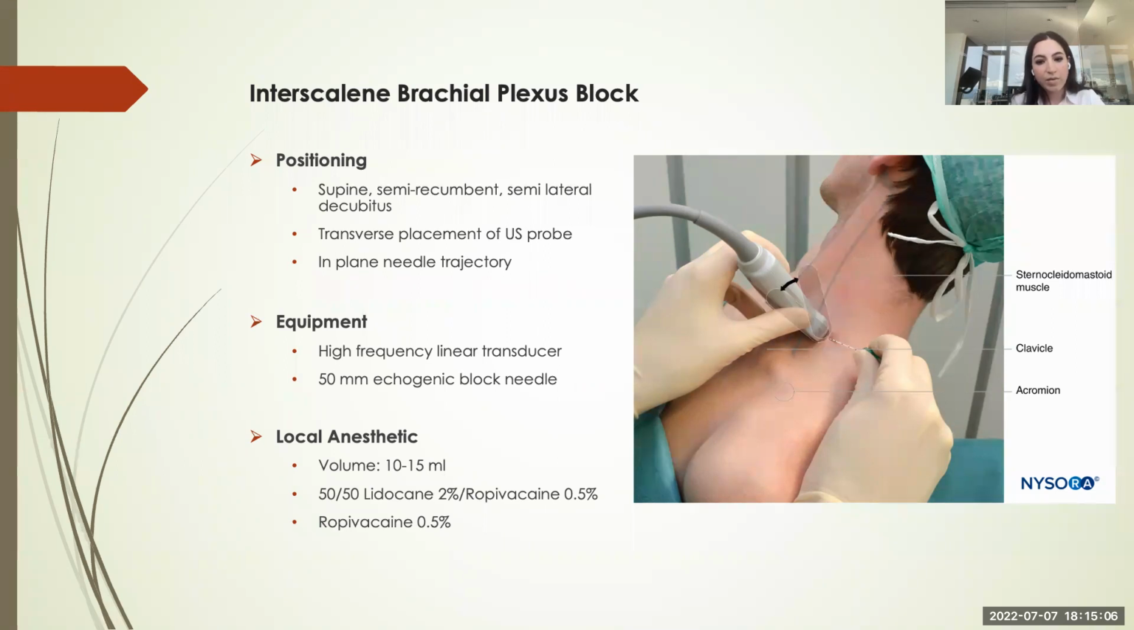The caveat to that would be when you're inserting a perineural catheter, you really do want to pierce the brachial plexus sheath.